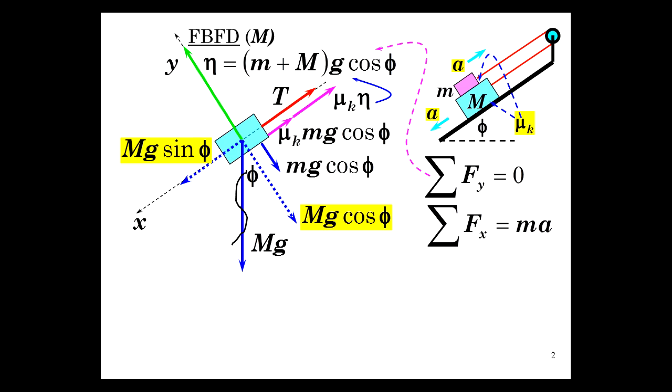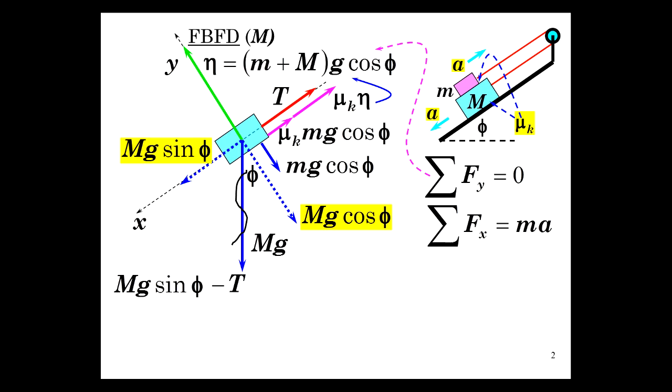Now, sum of Fx equals ma. We can go ahead and write the equation. We have the winning force, big M g sine of phi. That force wins, even though it maybe doesn't look like it here. I don't have these vectors drawn to scale. But it wins out over everything else. So everything else is subtracting.